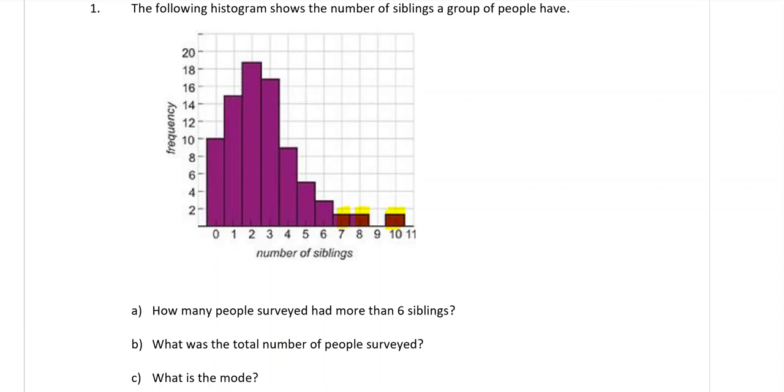Now, 7 siblings, there was one person who had 7 siblings, because you read it off the frequency side, right? One person had 7 siblings, one person had 8 siblings, and one person had 10 siblings. So Ashley's right, there were 3 people who had more than 6 siblings.